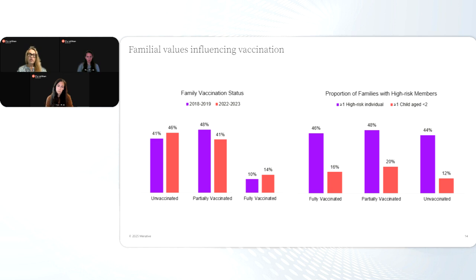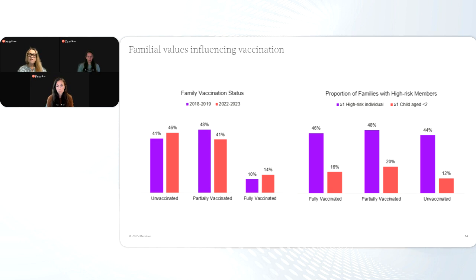These findings are based on a real world data source in which family and household units can be linked together through insurance coverage. That insurance coverage provides information not only about whether vaccination occurred, but also about the timing, the sequencing, and other information about diseases and procedures. What this analysis reveals is that families that have a high-risk individual in their household show higher levels of both fully and partially vaccinated status.